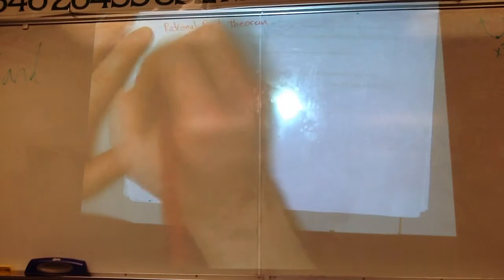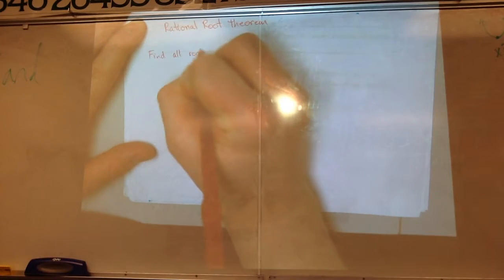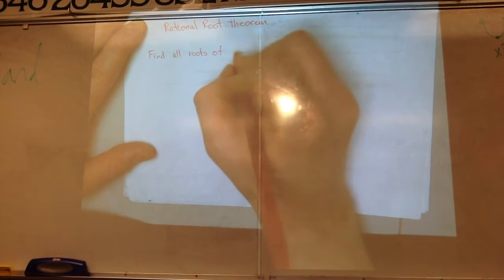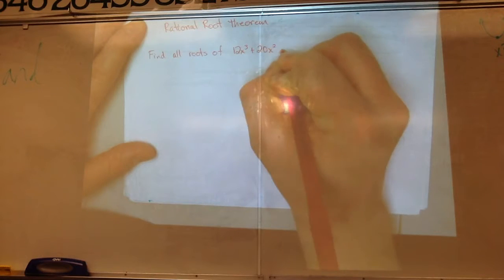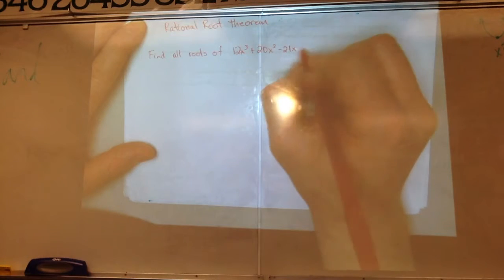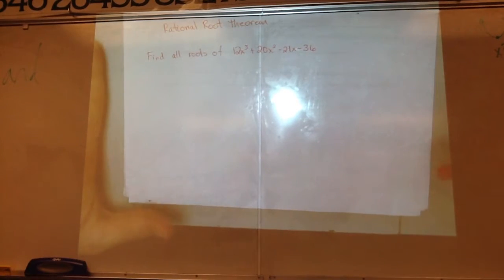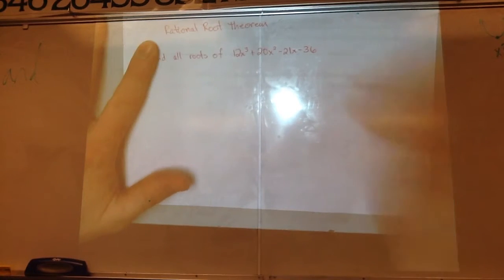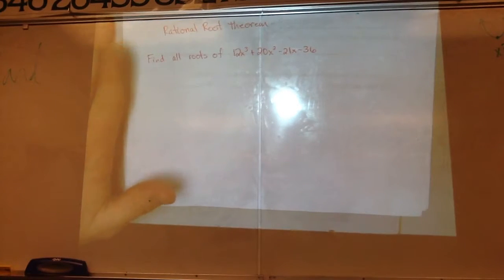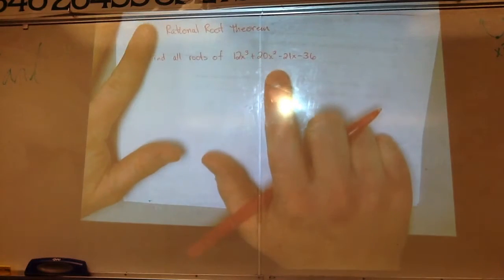So find all roots of the equation 12x to the third plus 20x squared minus 21x minus 36. Equals y or whatever. To do that, you would normally factor, right? Set it equal to 0 and factor, but that's not factorable.